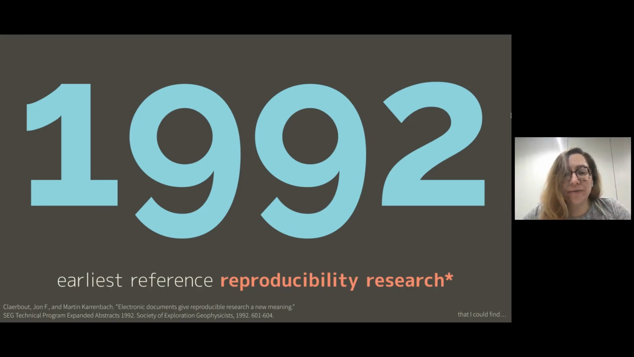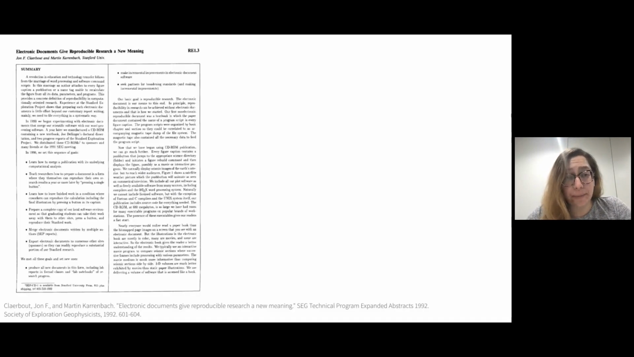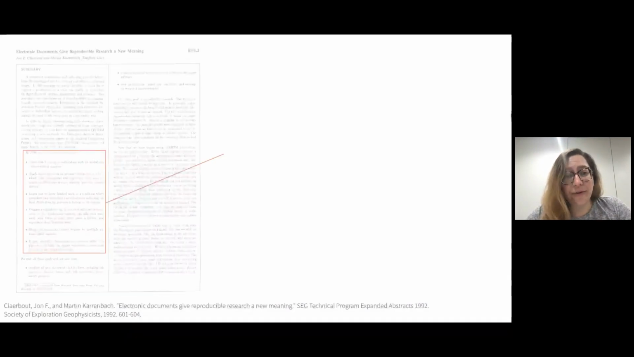1992 is the earliest reference in reproducibility research that I could find. So this is a paper called Electronic Documents Give Reproducible Research a New Meaning. And we're going to take a little bit of a look at that. But I want to draw your attention to this 1992. It's been quite a few years since then, and we're still kind of battling the same problems and also finding wonderful solutions to them as well. And technology is evolving in a way that's helping scientists do their work reproducibly without having to do a whole lot of extra work. So this is the paper from 1992, and I want to focus on one snippet of that first.